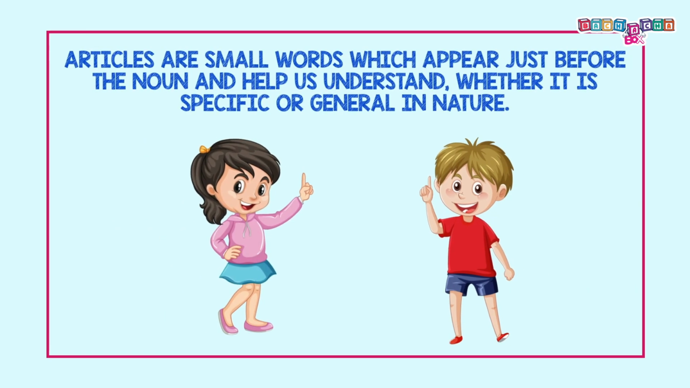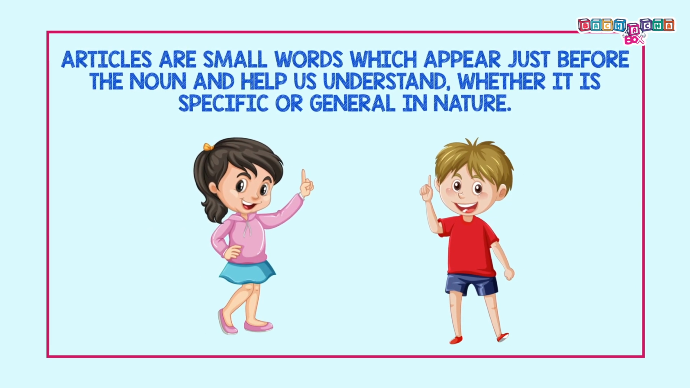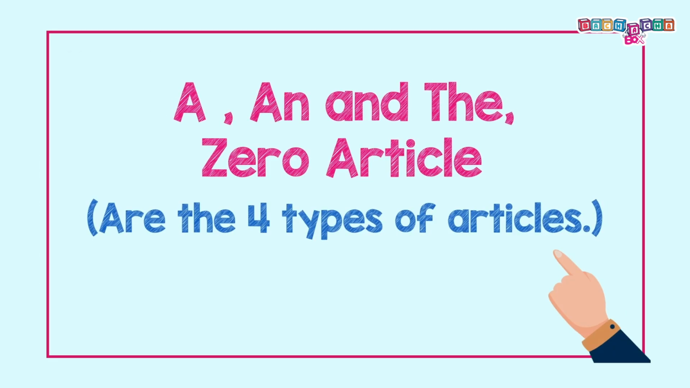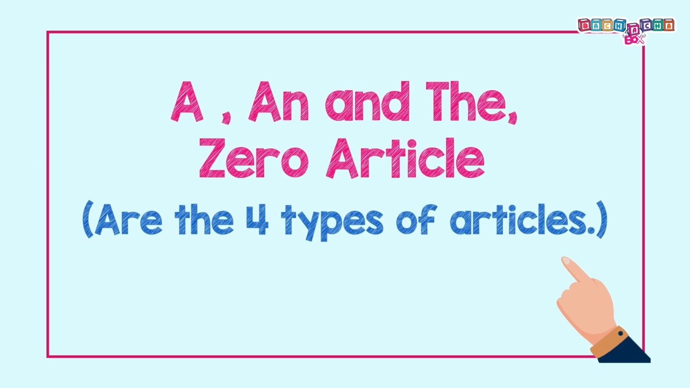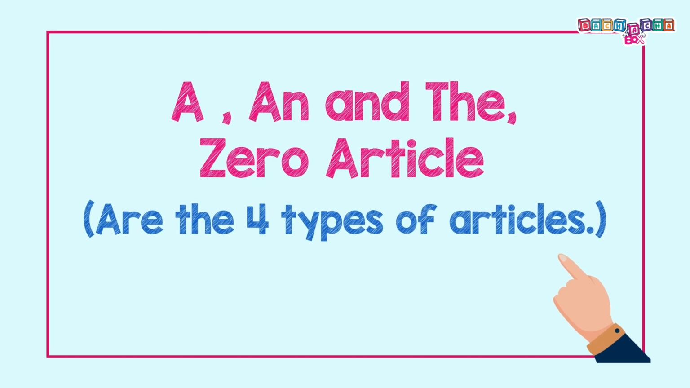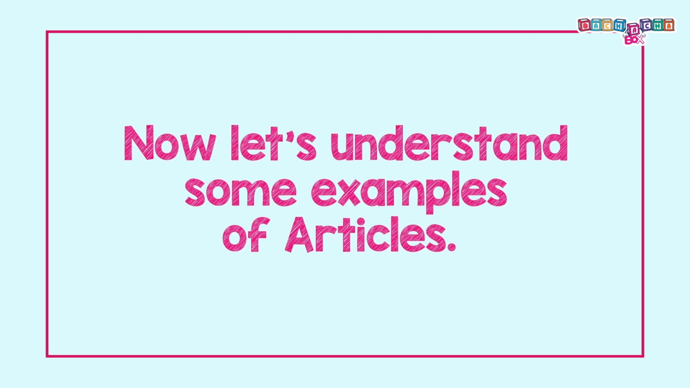Articles are small words which appear just before the noun and help us understand whether it is specific or general in nature. A, an, the, and zero article are the four types of articles. Now let's understand some examples of articles.